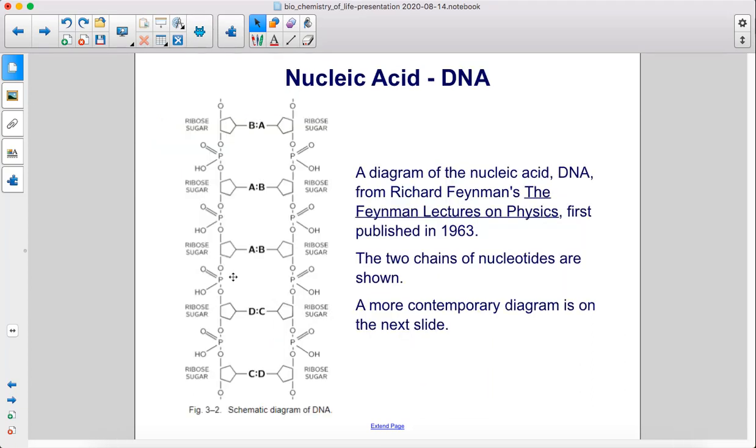Here is a diagram of the nucleic acid DNA from Richard Feynman's The Feynman Lectures on Physics, first published in 1963. The two chains of nucleotides are shown. A more contemporary diagram is on the next slide.